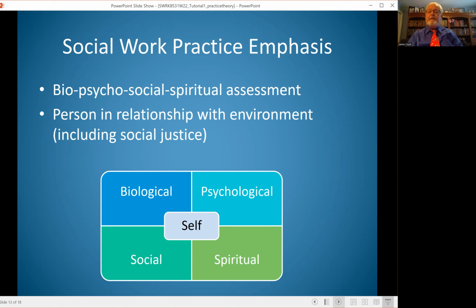Social work also tends to use a person relationship to environment perspective. That's an ecological perspective that acknowledges that people are influenced by what happens in the community, particularly those people who are experiencing oppression or discrimination. And that's where that social work mission of social justice is really important.